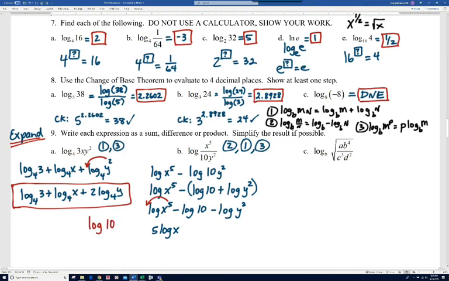Log of 10, remember the base is not written, so it's understood to be 10. So this is the exponent you put on a base of 10 to get 10. And of course that would be 1. And so this is minus 1. And then let's move that 2 out front on the last logarithm there. And you get minus 2 times the log of y.